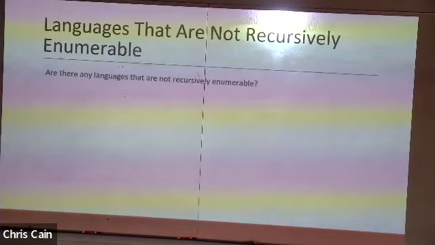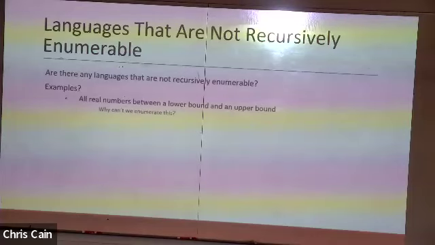So, languages that aren't recursively enumerable: all real numbers between any lower bound and any upper bound. I just talked about why we can't enumerate this. Let's get another example, just because real numbers is a single example, it might be nice to see some additional examples of some not recursively enumerable languages.